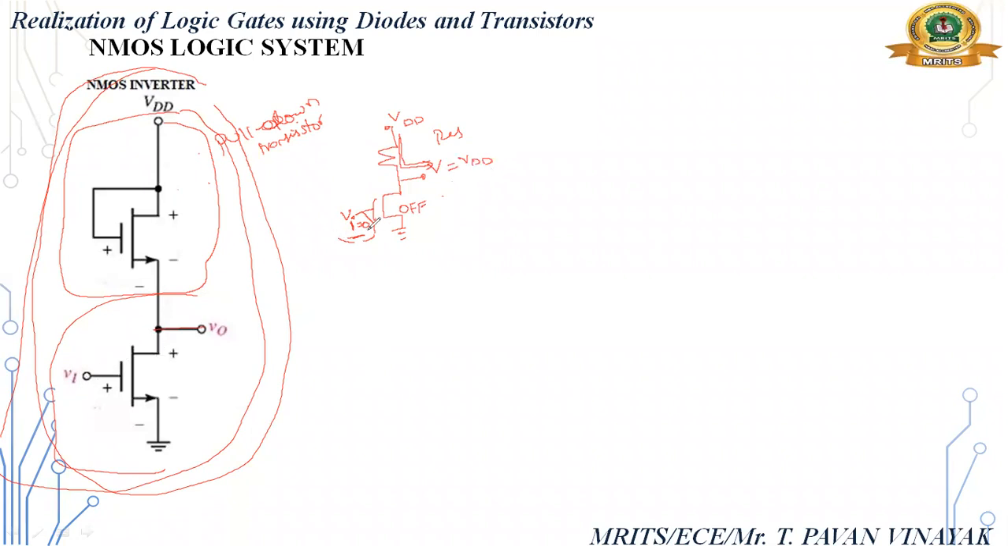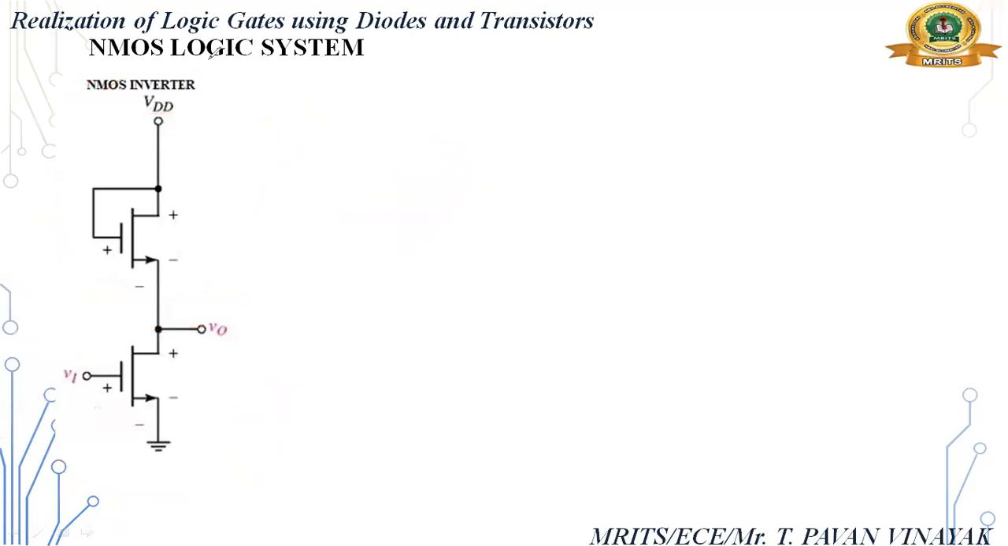When Vi is equal to 5 volts, this becomes on. So VDD comes to ground. So output Vout is equal to what? 0 volts. This is the NMOS transistor. And if you want NAND or NOR, in NMOS we define NAND and NOR only, mostly basic.